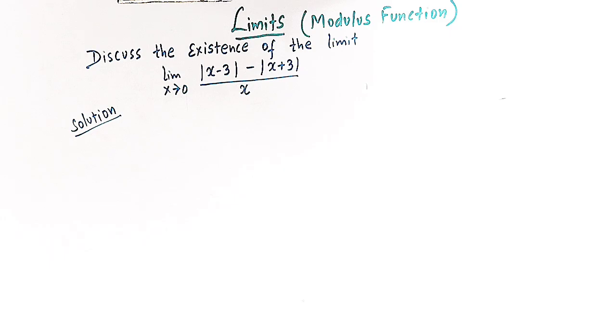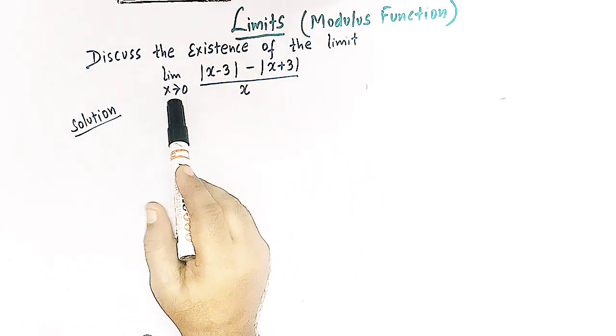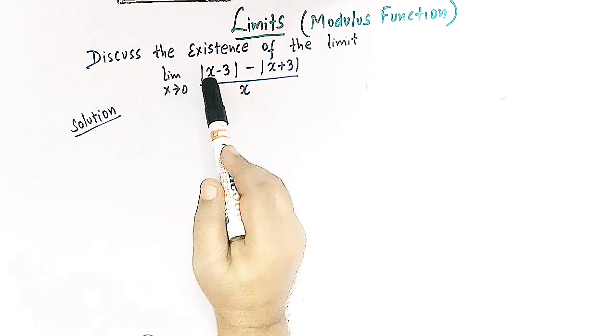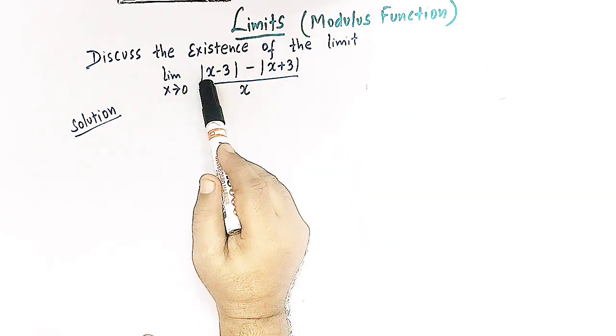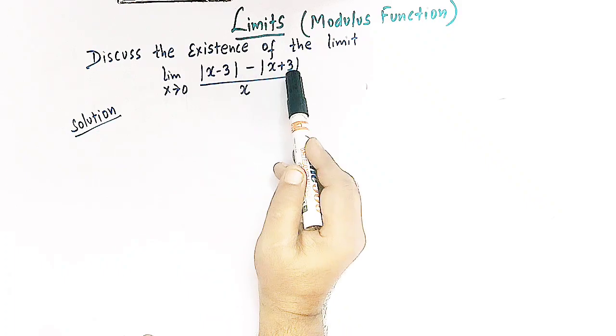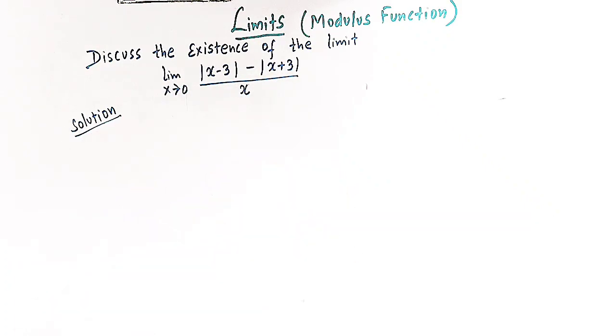Hello viewers, in today's session we are going to discuss another important and conceptual problem from limits involving the absolute value function or the modulus function. So here we have to discuss the existence of this limit, that is limit x tends to 0, and here the function is given as mod of (x minus 3) minus mod of (x plus 3), divided by x, right?